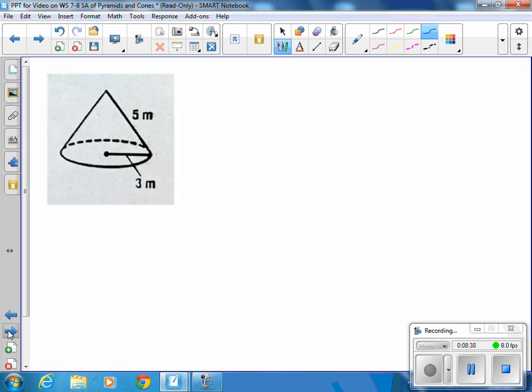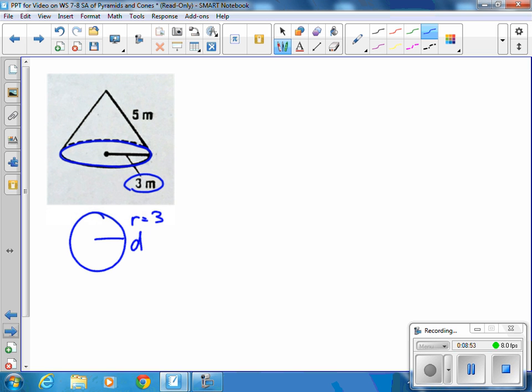At the bottom of my cone, I have a circle. So what I'm going to do here is draw the circle. And I know I need to find the area of the base. We've talked about that. So the area of the base is, the radius is going to be 3. It's telling me right here. Radius is 3.